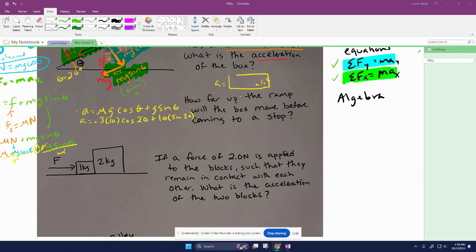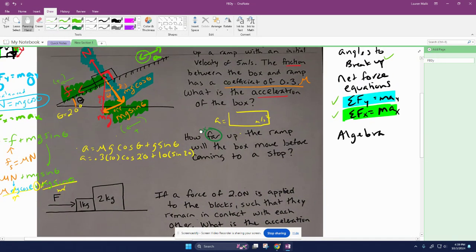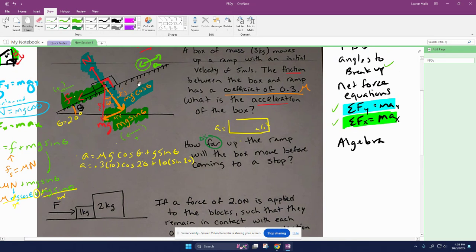Okay. Our next question is going to build off of that same picture. Now we want to know how far, essentially what's our displacement, our delta x, up the ramp will the box move before it comes to a stop. So this is going to take us back to our Unit 1 information on kinematics. And it's important that we keep that fresh because those kinematic equations that you started with are really your foundation. They're not going to go away.